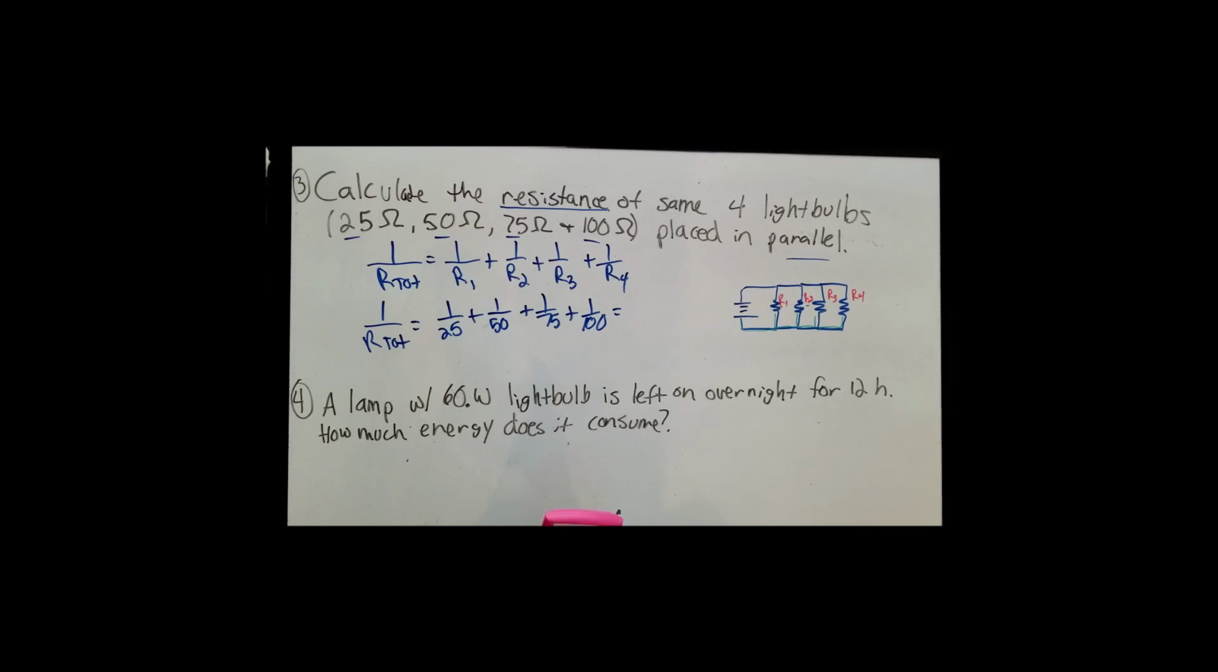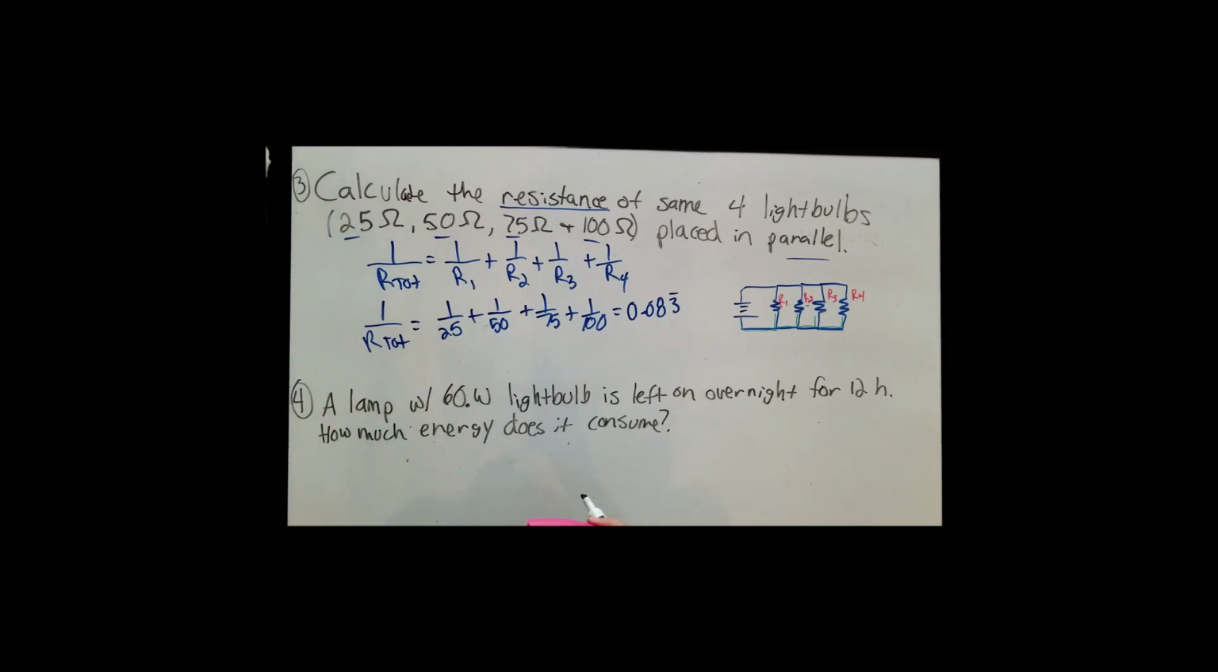1 divided by 50 plus 1 divided by 75 plus 1 divided by 100. Okay, so I get 0.08333 repeating. Okay, this is not your R total. Look, this is 1 over R total. So what that means is I need to flip that. So how do I flip that?